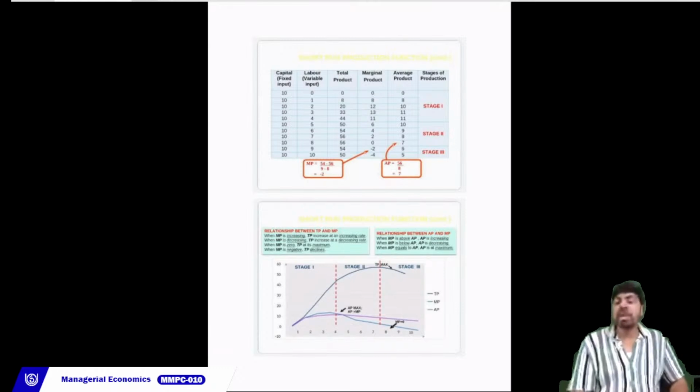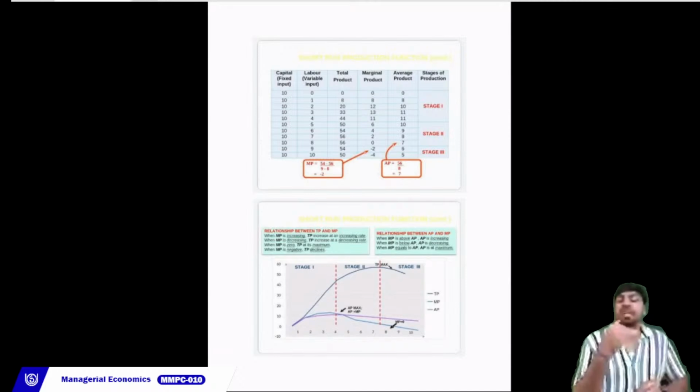When the total product is constant, average product is declining, and marginal product is declining and reaches zero, that is stage 2. When the marginal product becomes negative, average product is declining, and total product is also declining, that's called stage 3. So it is very important to understand the relationship between the TP and MP.